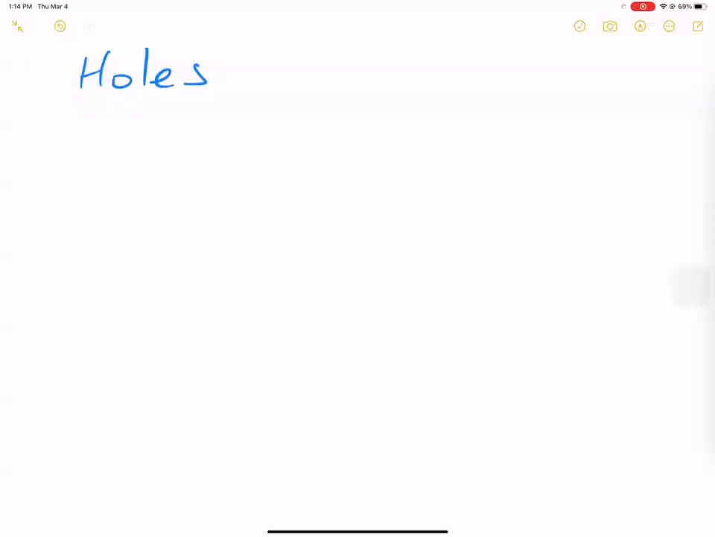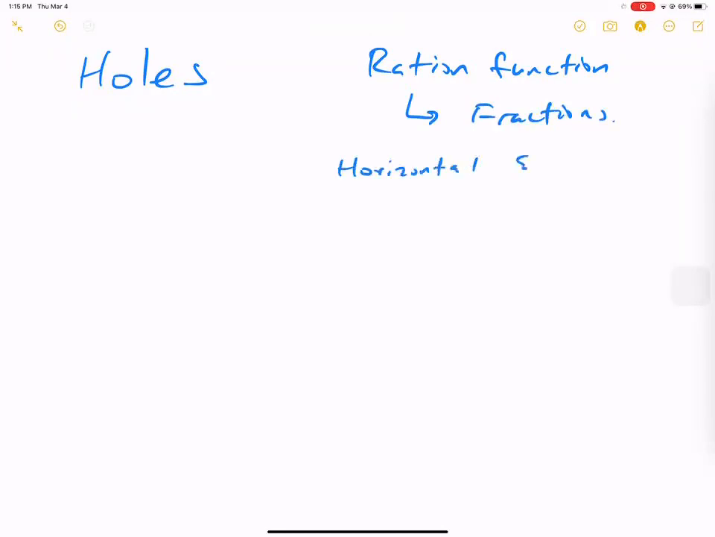Alright, hi everyone. Today we're working on, again, rational functions. That's another way of saying fractions. We already worked with keywords like horizontal asymptote and vertical asymptotes.